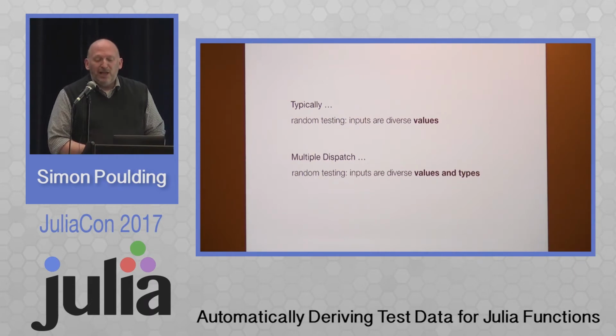But in a multiple dispatch language, what you want is diverse values and types, because if you're going to test all the methods which implement a particular function, you actually want a variety of different types to ensure that all the different code and all the different methods is actually tested. So how do we go about that?